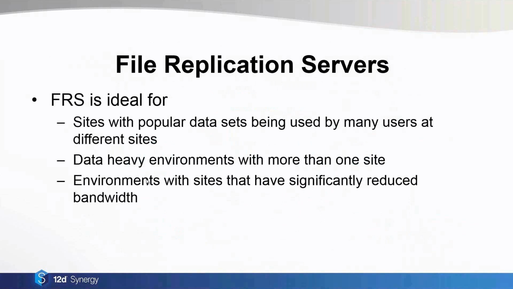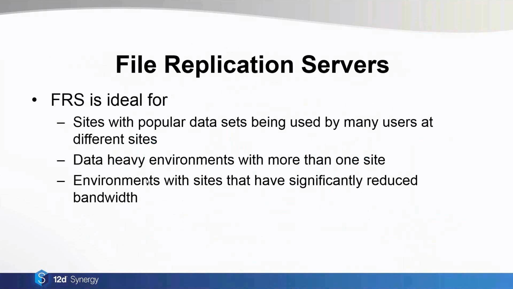The FRS is really ideal for sites with popular data sets that are being used by many users at different sites. So rather than making them all wait for it to be downloaded the first time they open it, you can push it out to the local network to make it much faster. It's great for data-heavy environments with more than one site. So if you've got really large ECWs and you don't want people to pull those down all the time, you can have those pre-populated onto the remote office FRS.